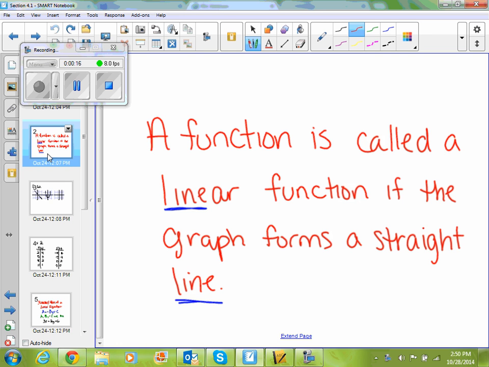Okay, so it has to be a function, meaning it has to pass our vertical line test. If it passes our vertical line test, then we look and see, is it a straight line? If it matches both of those, then it's a linear function.